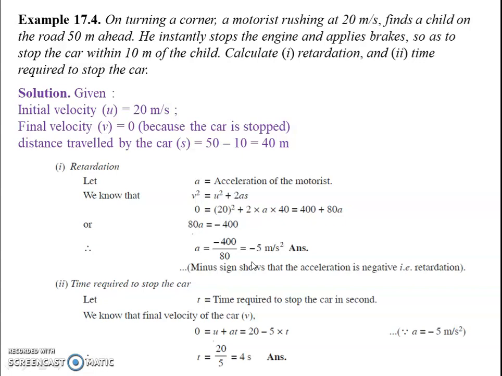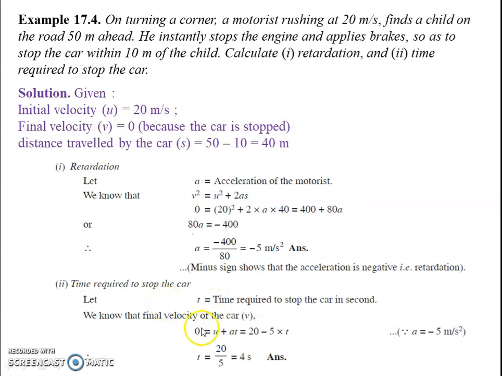Okay, acceleration minus means it is retarded. This is the acceleration he applied. Then time required to stop the vehicle, they asked. What is the second case? Time required to stop the vehicle. So t is unknown, I have to find.